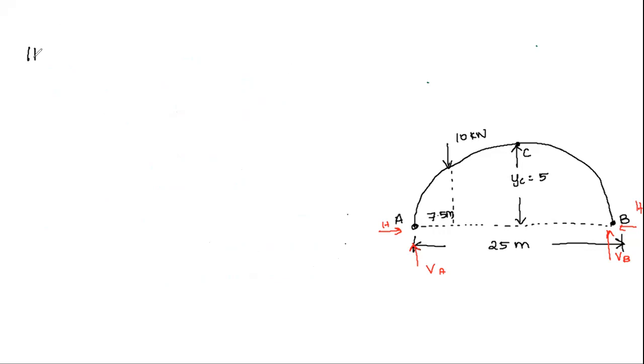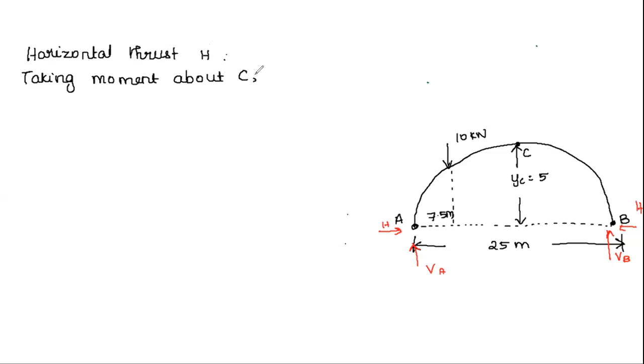Horizontal thrust H is found by taking moment about C. Taking moment about C, because we know bending moment under the load is 10 kilonewton here. It will be easier to solve the right hand side when compared to the left hand side, because there is an additional loading on the left.